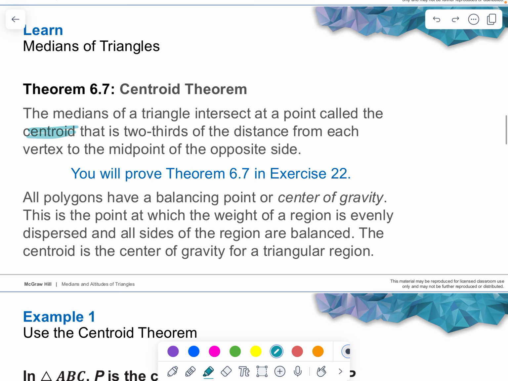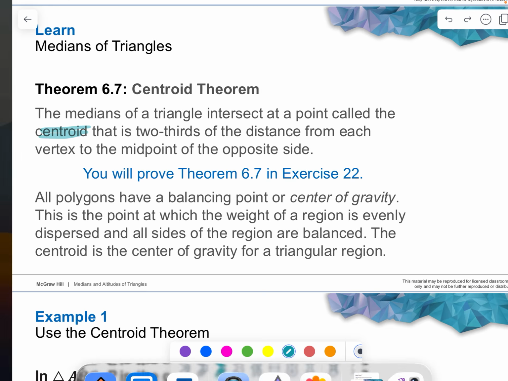All polygons have a balancing point or center of gravity. This is the point at which the weight of the region is evenly dispersed and all sides of the region are balanced. The centroid is the center of gravity. This is why this point is my favorite point. As an engineer, I love that it's super useful. It's the center of gravity.